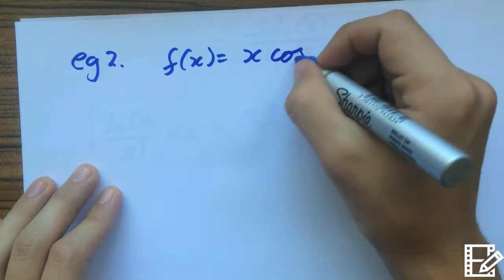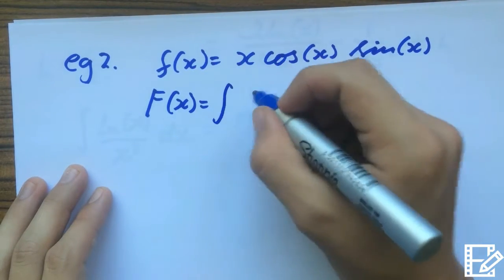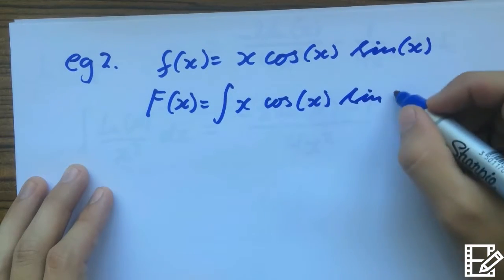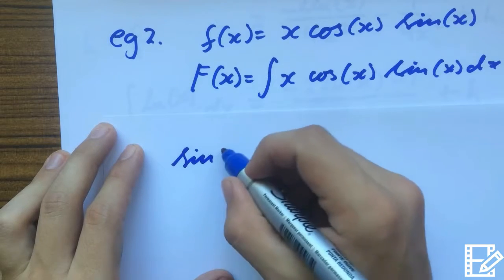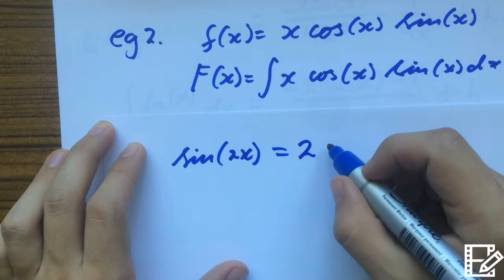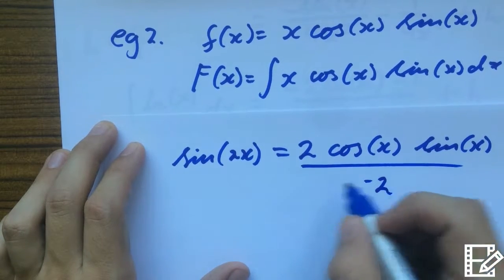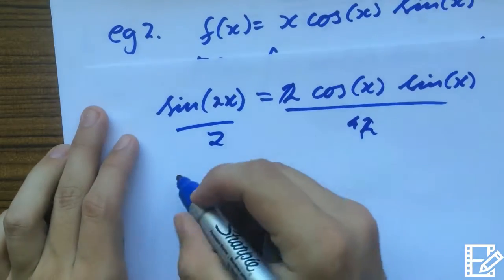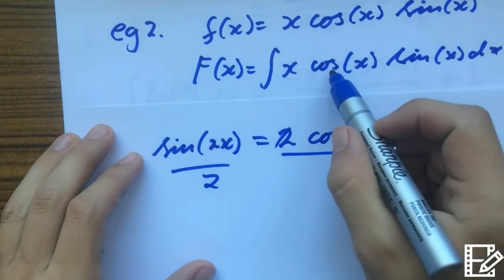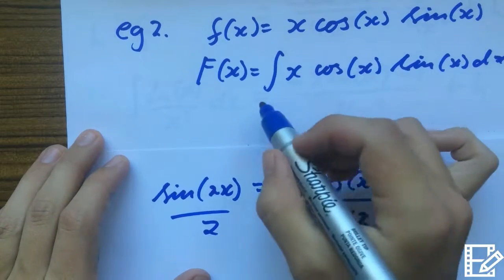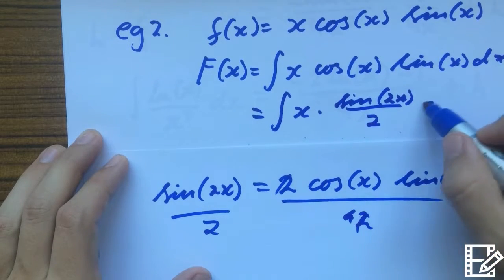f of x equals x multiplied by cos x multiplied by sin x. Okay, so as usual, find the integral of each side. There's a rule, a trig identity, which states that sine 2x equals 2 multiplied by cos x sine x. You can rewrite this by dividing both sides by 2, which will cancel these out, and you're just left with sine 2x on 2 equals cos x sine x. Therefore, where we have cos x multiplied by sine x, I'm just going to input this, which will look like the integral of x multiplied by sine 2x on 2 dx.